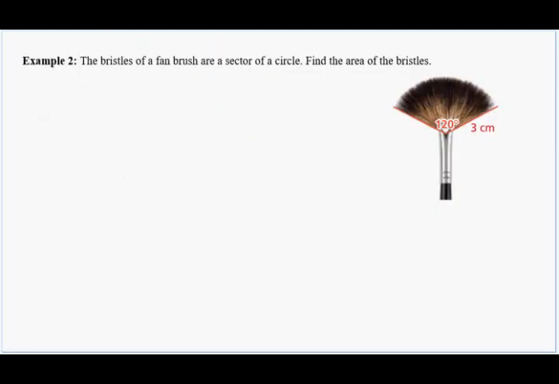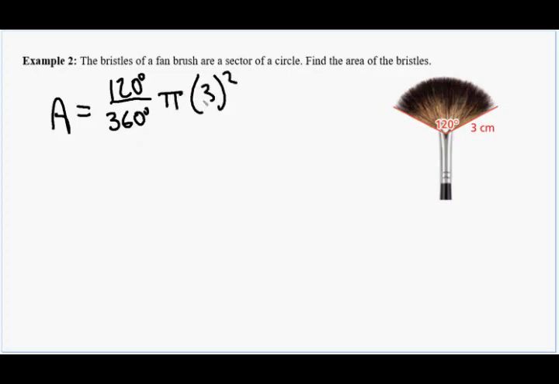Okay, in example 2, we've got the bristles of a fan brush are the sector of a circle. Find the area of the bristles. Well, area, it has it listed in the picture as a 120-degree angle out of a full 360-degree circle. And then we're going to have pi, and then our radius that we're going to square is 3. So 3 squared is 9, 9 times pi, and then we're going to multiply that.